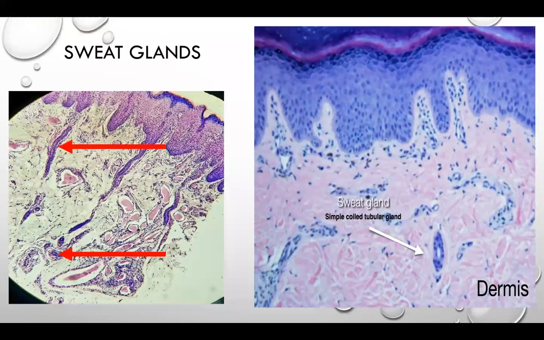Okay. Sweat gland is one skin appendage that is found in the dermis. Its morphology is simple coiled tubular gland. And if you notice, these are the sweat glands, which are your dark staining structures with ducts. So this is what you call your sweat gland duct, and these are your sweat glands.